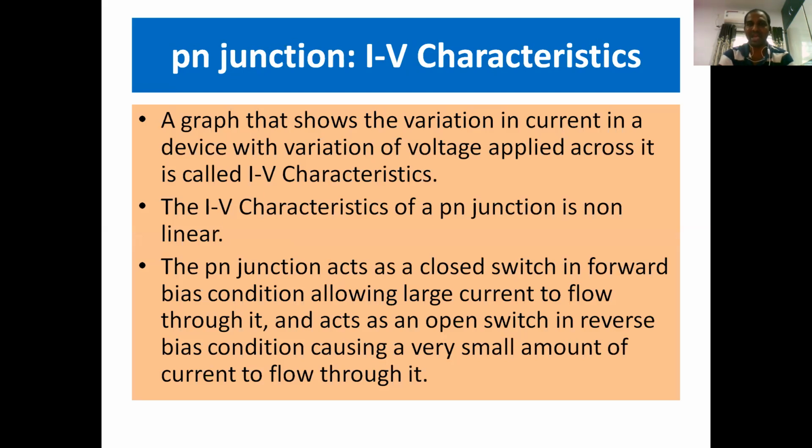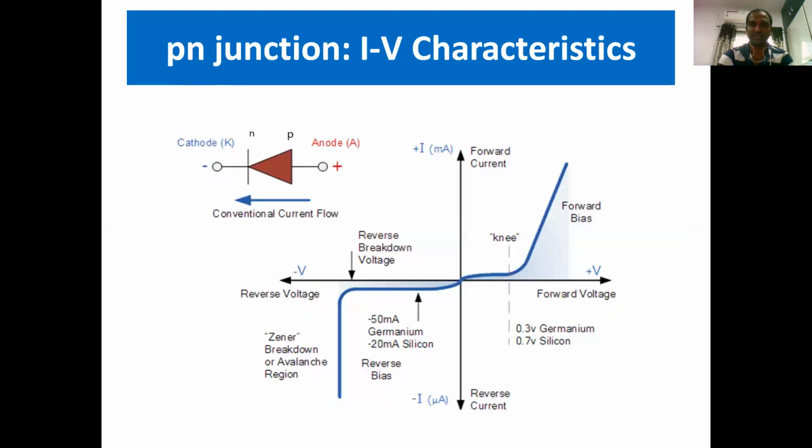If you consider the IV characteristics of this PN junction diode, a graph that shows the variation of current in a device with variation of voltage applied across it is called IV characteristics. The IV characteristics of a PN junction is non-linear. The PN junction acts as a closed switch in forward bias condition, allowing a range of current to flow through it, and acts as an open switch in the reverse bias condition, causing a very small amount of current to flow through it. And this is the graph showing the IV characteristics of a PN junction diode.